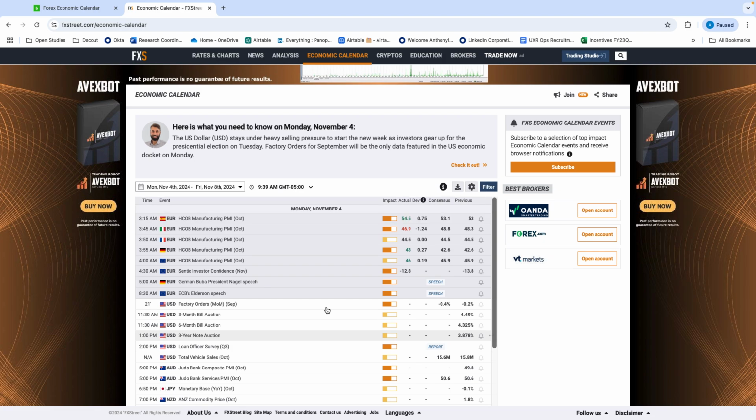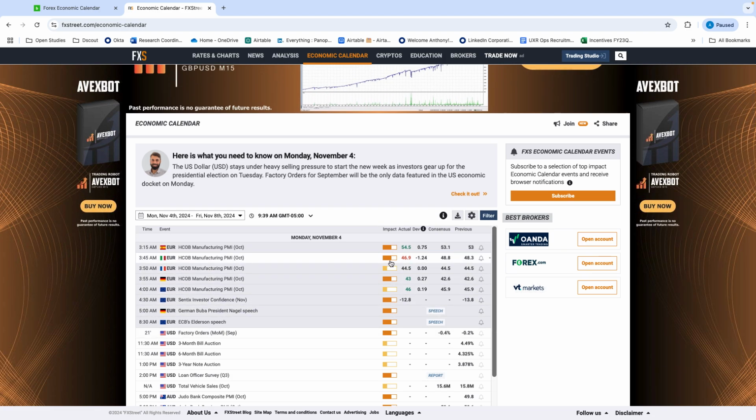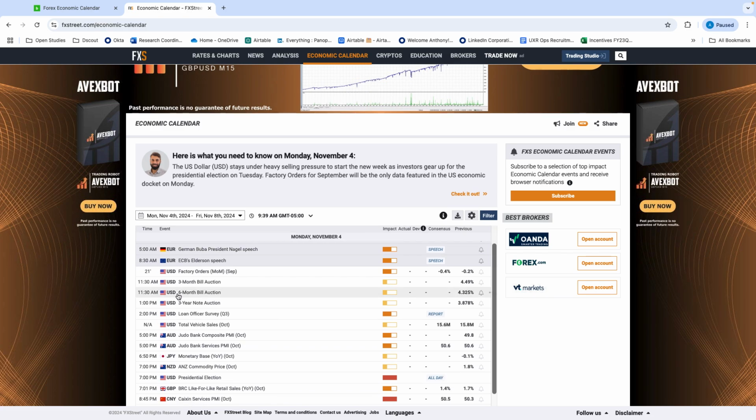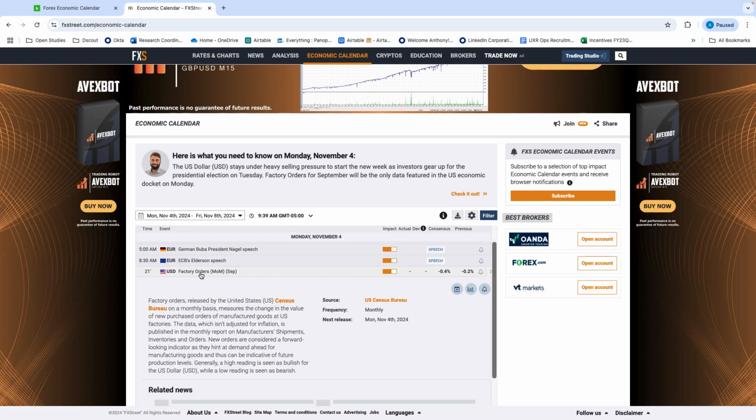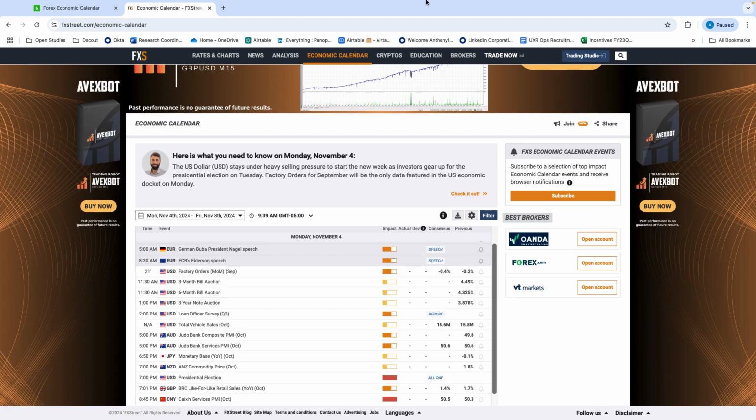The main thing you need to understand is just what is the impact? Is it orange, yellow, or red? And then what currency is that correlating to, and what time it's happening. That's pretty much it.